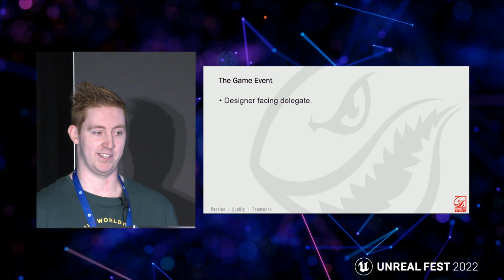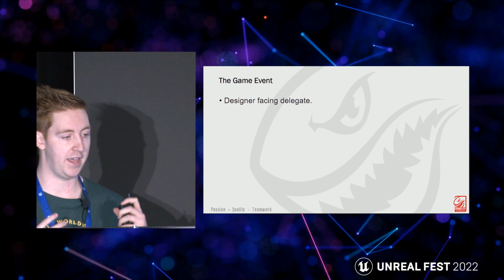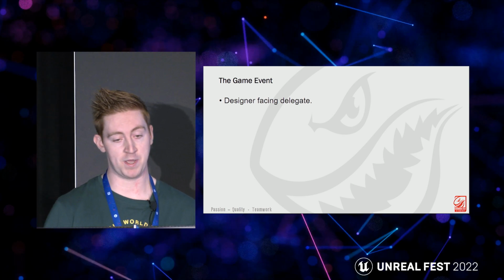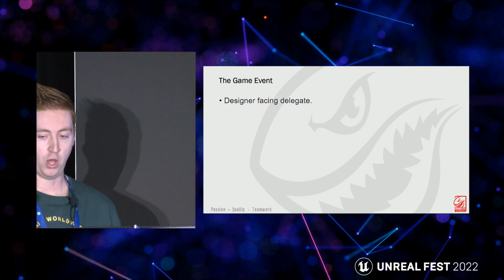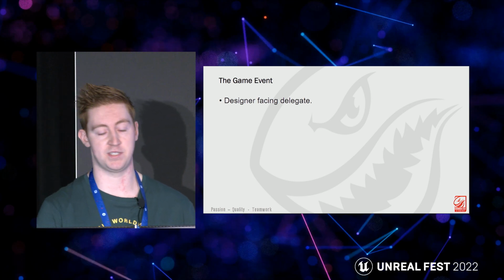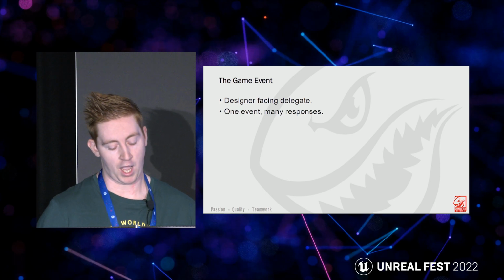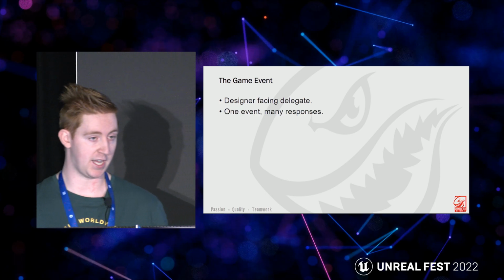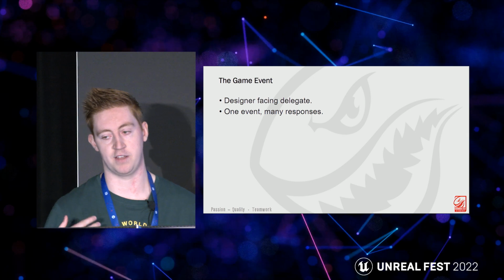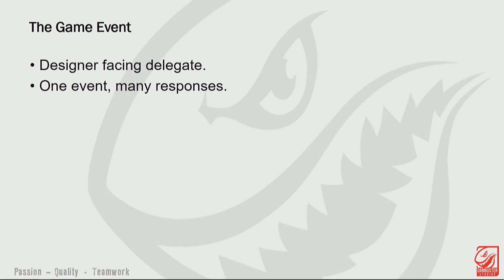And this manifested as what we've dubbed the game event. So essentially, this is a designer-facing delegate. It's something the designer can set. We make a pact, and we say, once someone presses a switch, we will fire this thing for you, do what you want with it. And we followed a similar pattern to the multicast delegate. So we have one event, and it can fire as many responses as the designer wants it to fire.